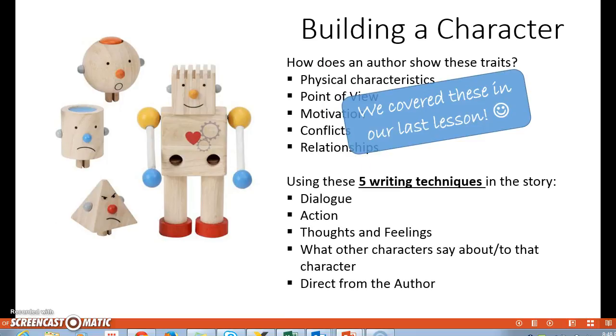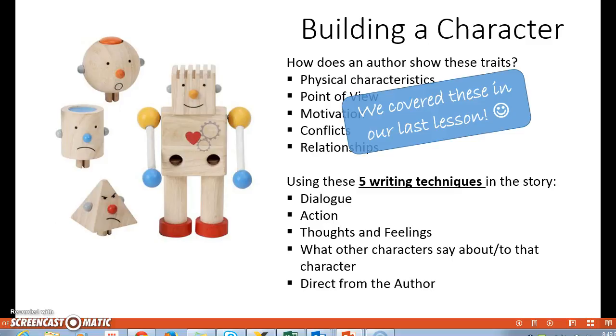Now there are 5 writing techniques that an author will use to develop a character. 1 is dialogue, so their conversations with other people. 2 is action, what those characters do. 3 is their thoughts and feelings, so how that character feels, if we can get into their head.